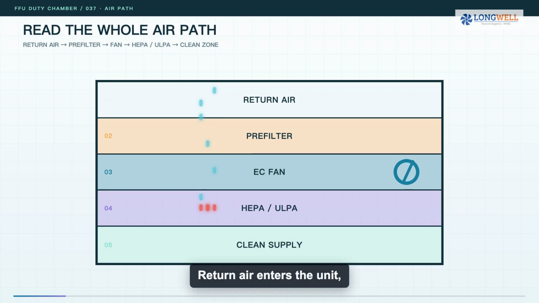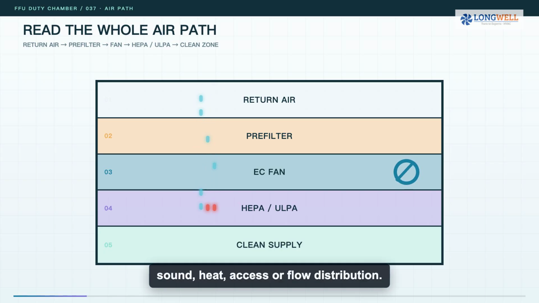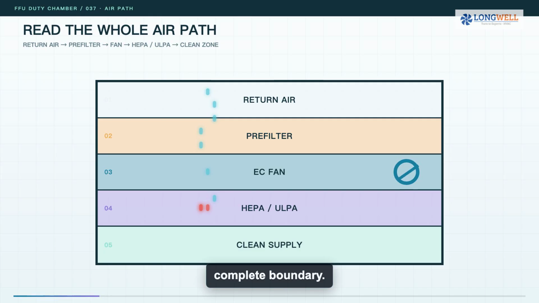Return air enters the unit, crosses any pre-filter, reaches the fan, passes the HEPA or ULPA filter, then leaves through the clean supply face. Every section changes pressure, sound, heat, access or flow distribution. The fan must be evaluated inside that complete boundary.